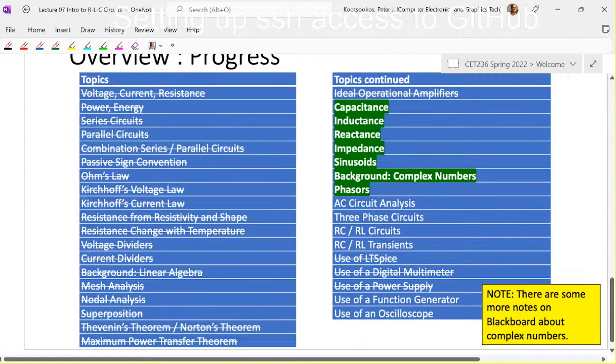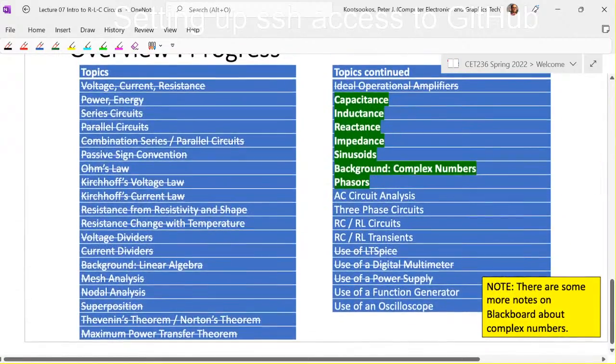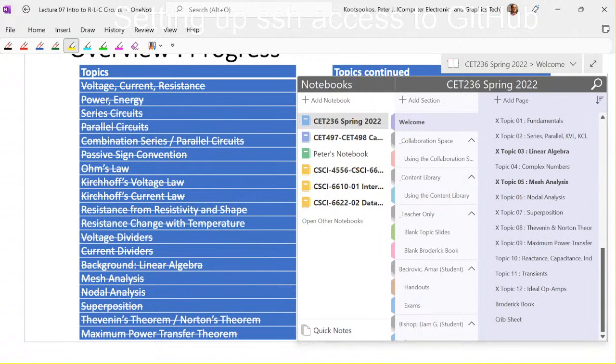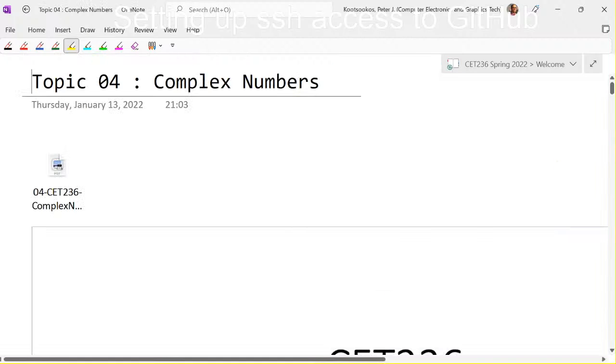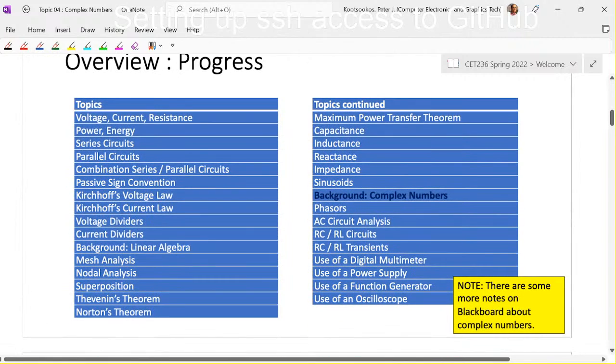Before I go into impedances, though, I'm going to go through some slides about complex numbers. Let me get my pen out. Alright, so I want to do that background on complex numbers. Alright, topic 4. Okay, so that one.